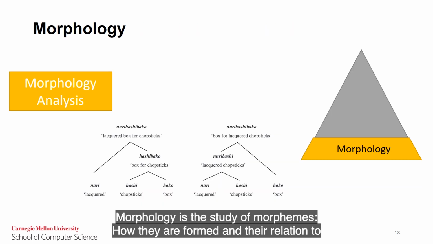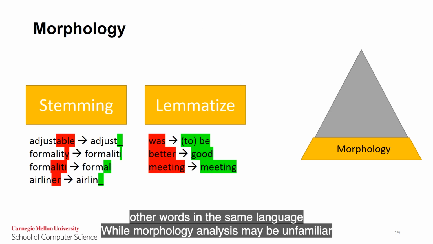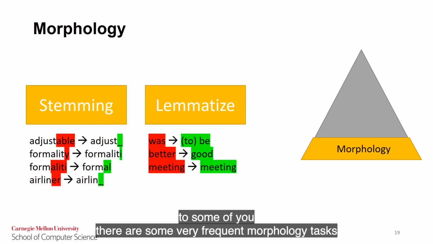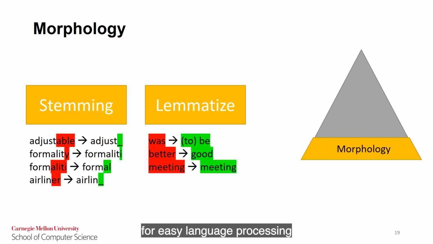Morphology is the study of word forms, how they are formed, and their relation to other words in the same language. While morphology analysis may be unfamiliar to some of you, there are some very frequent morphology tasks such as stemming and lemmatization, which convert the word to their base form for easy language processing.